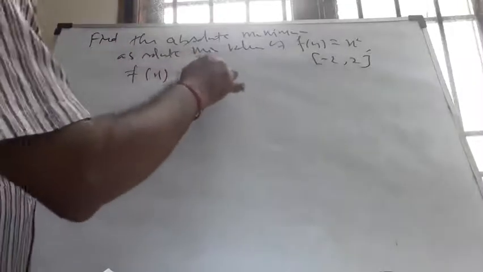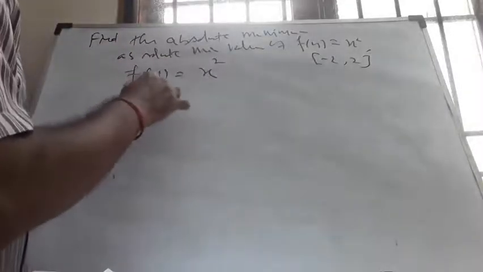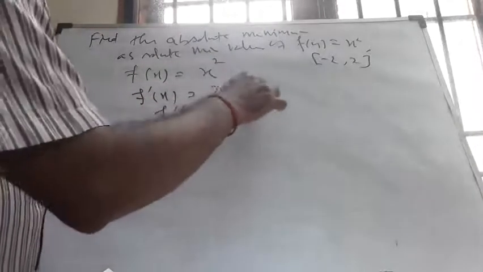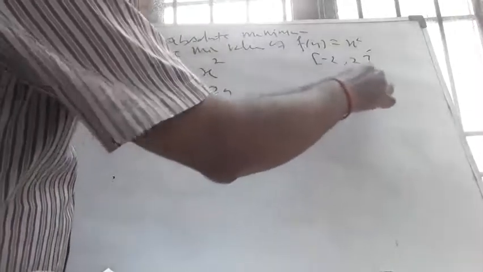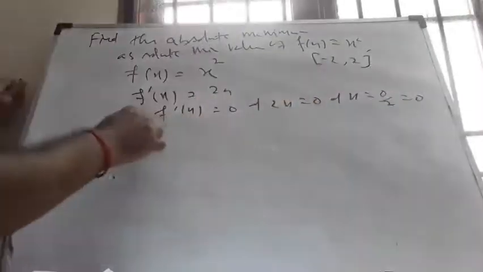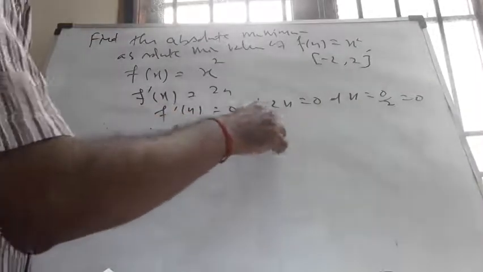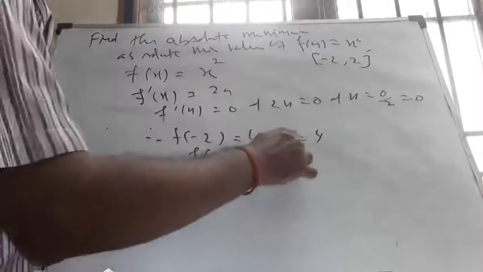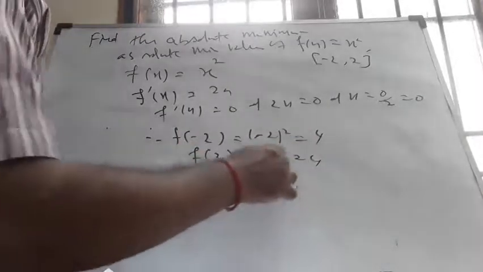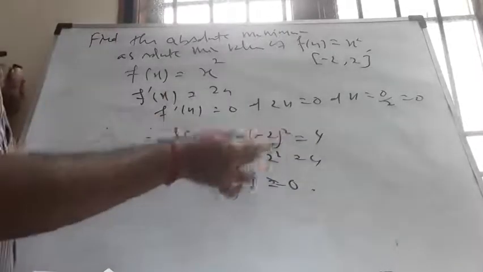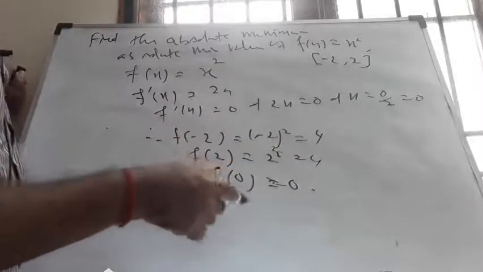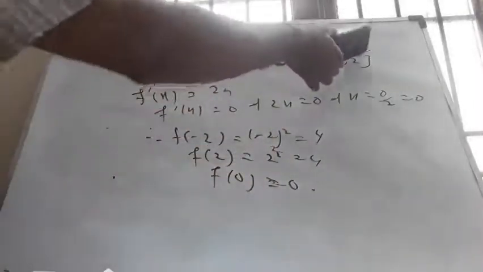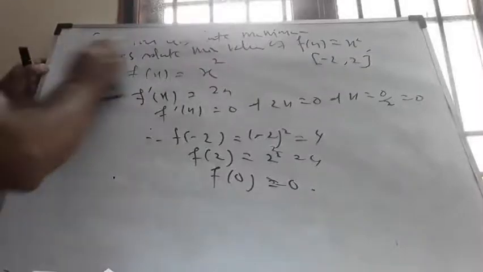Similarly here, this is x square. Then f dash of x equal to 2x. f dash of x equal to 0 implies 2x equal to 0 implies x is equal to 0. Now f of minus 2 is equal to minus 2 whole square, which is 4. f of 2 is equal to 2 square, which is 4. f of 0 is equal to 0. Therefore, absolute maximum is 4, which is obtained in two places, namely minus 2 and 2, and absolute minimum value is 0. There will be no negative value here automatically. Actually, it's a perfect square, it will never take a negative value.